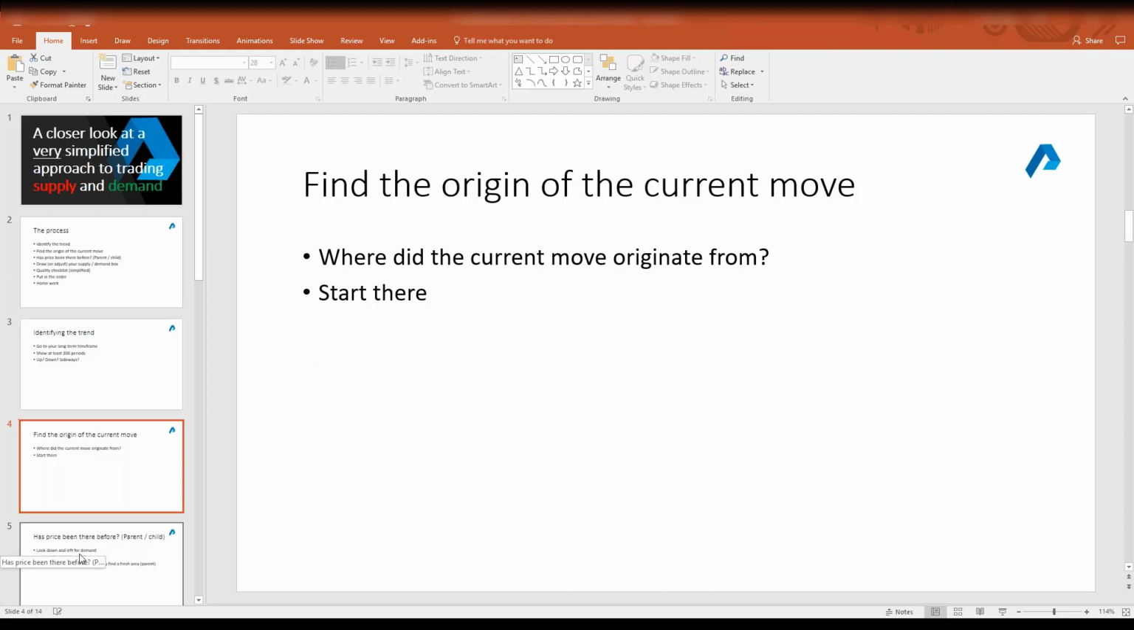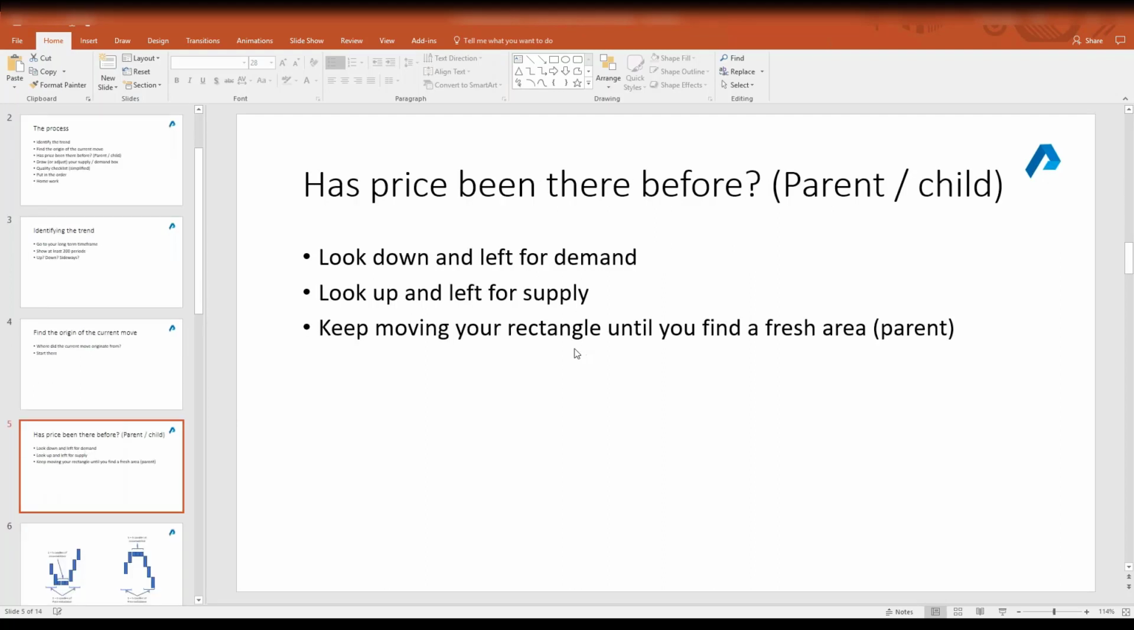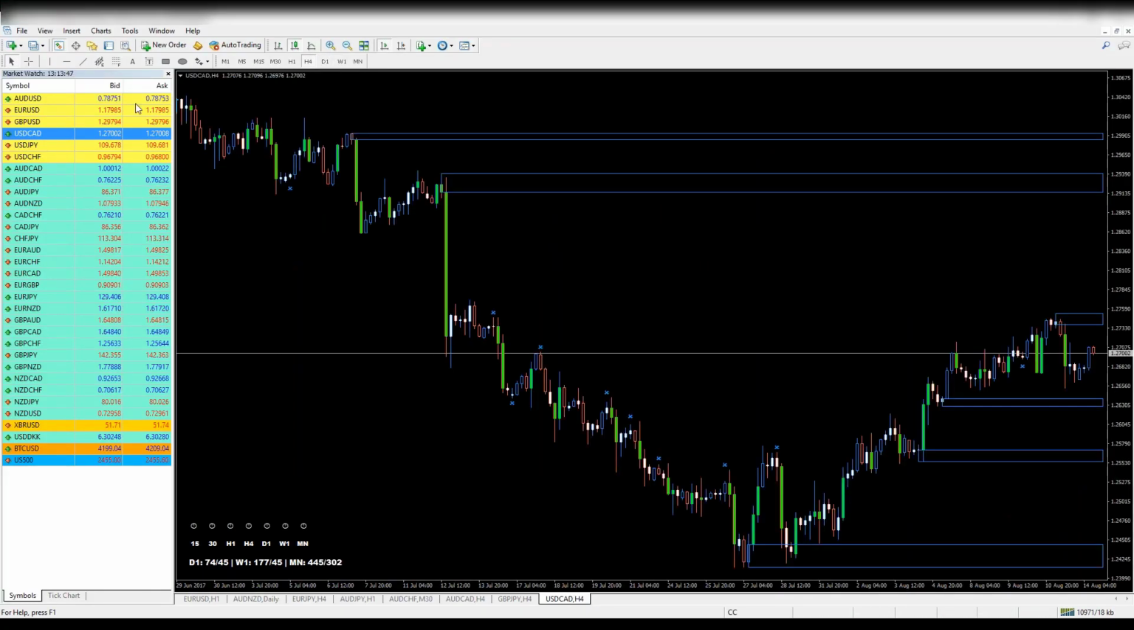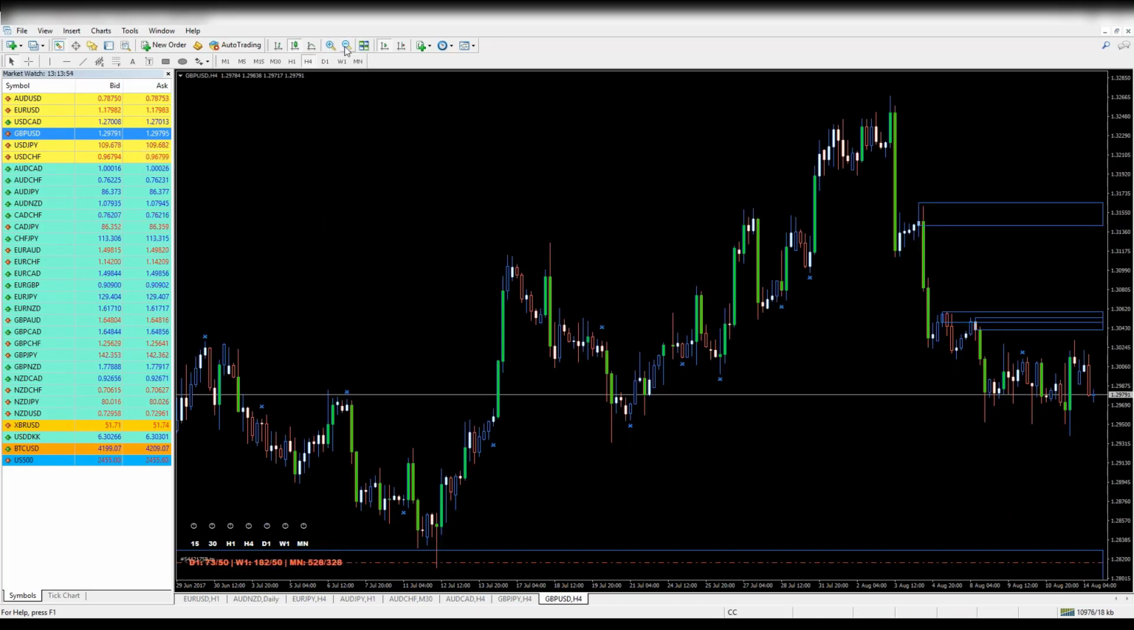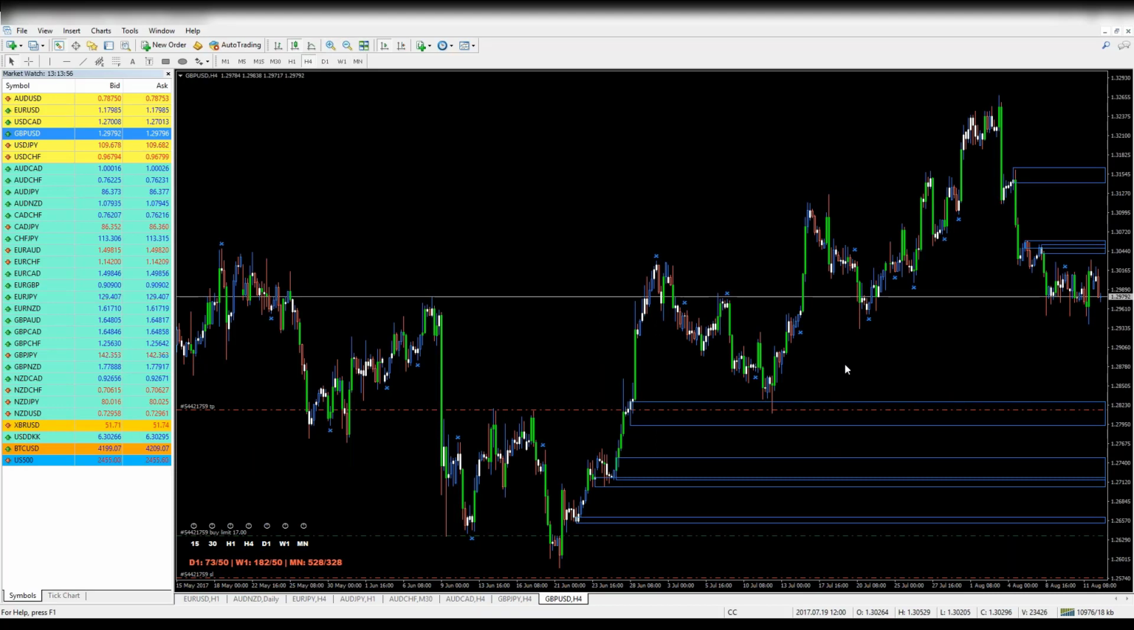Okay, so let's move on to the next one. Has price been there before? The parent chart. So you look down and left for demand, and you look up and left for supply. So if you go back to the example that we just had, this one here, you can see that price has already been down to this level before. So assuming that we're going to take the most highly probable area for reaction, it brings our price down here.